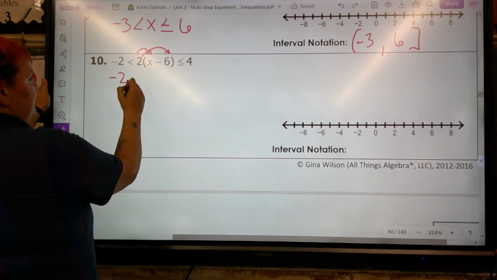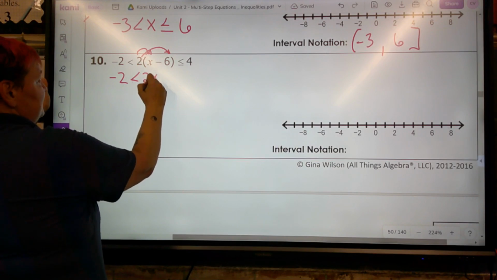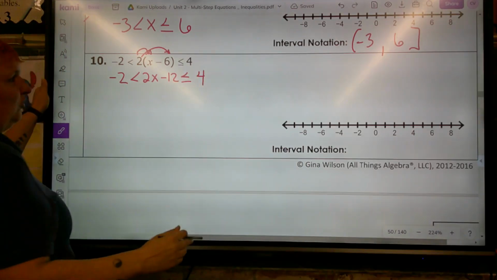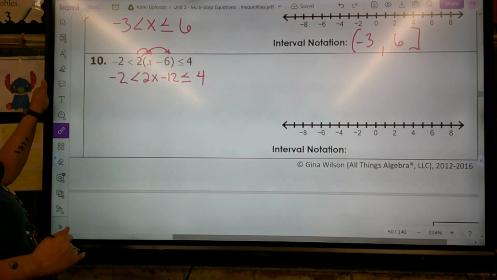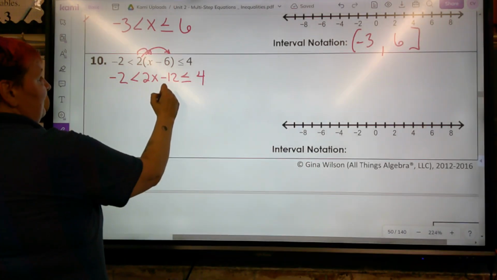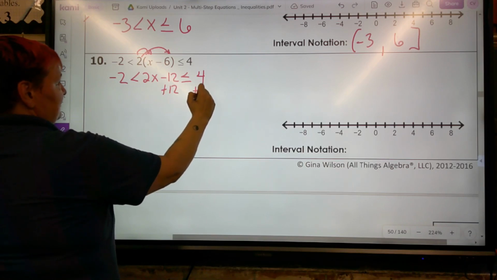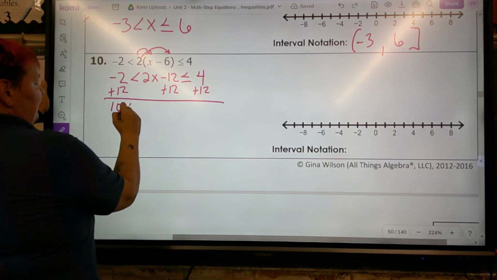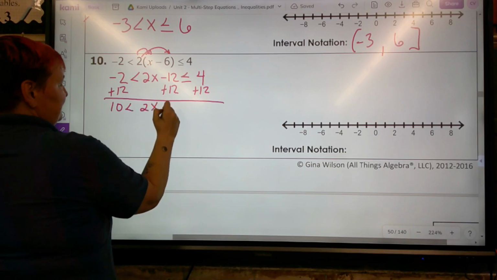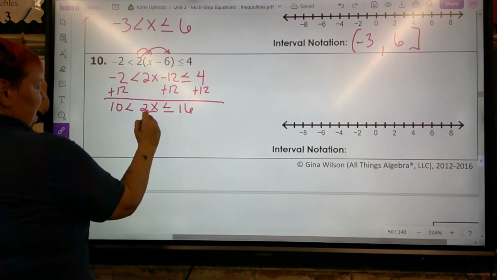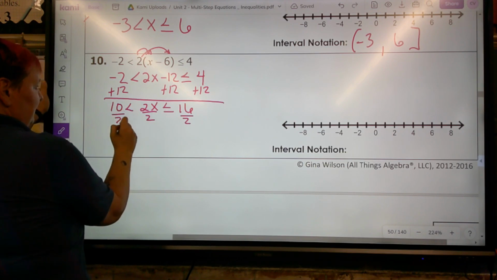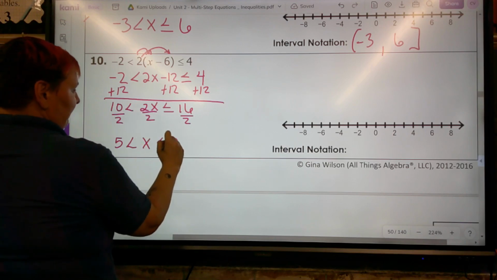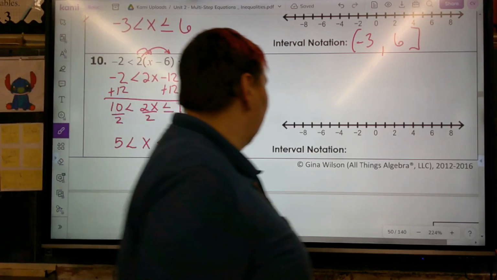Alright, so negative 2 less than 2x minus 12 less than or equal to 4. Only distribute it to what's inside the parentheses. Add 12 to both sides, all 3 sides. 10 less than 2x less than or equal to 16. Divide everything by 2. 5 less than x less than or equal to 8. And then graph.